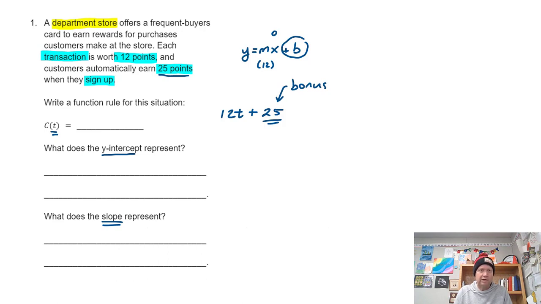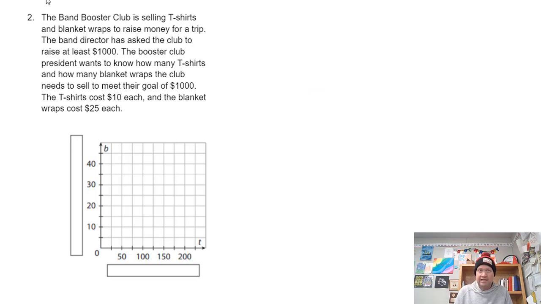Now the rest of these don't work out in slope intercept form. Every single one of them is a standard form problem. And so this number 2 is about the band Booster Club, and they're selling two things. I noticed that we've got a B-axis and a T-axis, and they represent something. The Booster Club president is trying to sell t-shirts and blankets. And so that's what the T stands for. So the T is t-shirts, and the B is blankets.